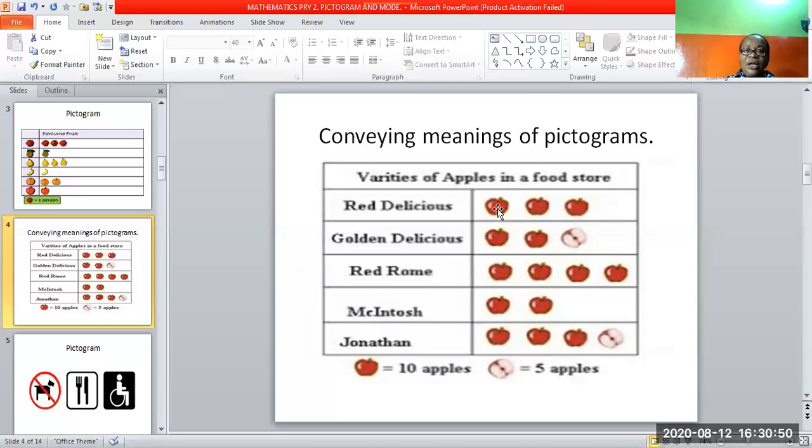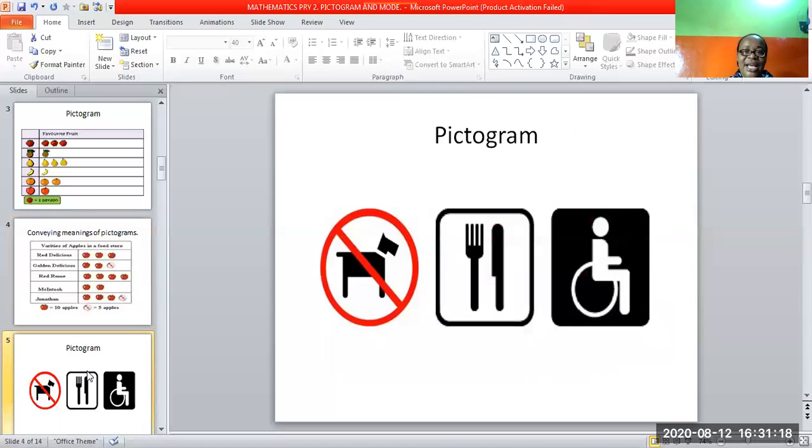After which, 30 of the golden delicious apples were sold. And the least sold was the Macintosh apple. Are we together? It's the least demanded for. Yes, thank you. Let's move on to the next pictogram.